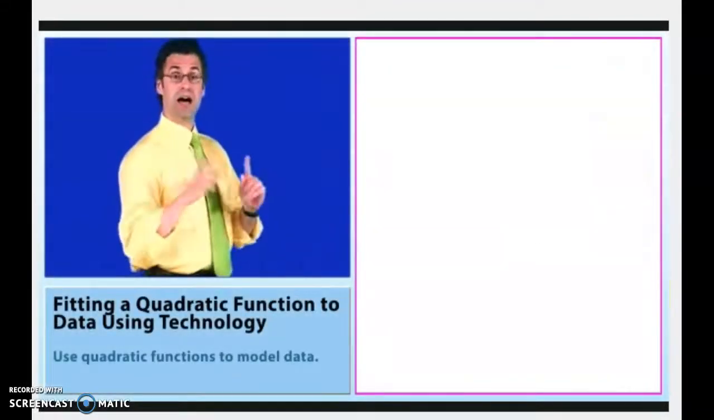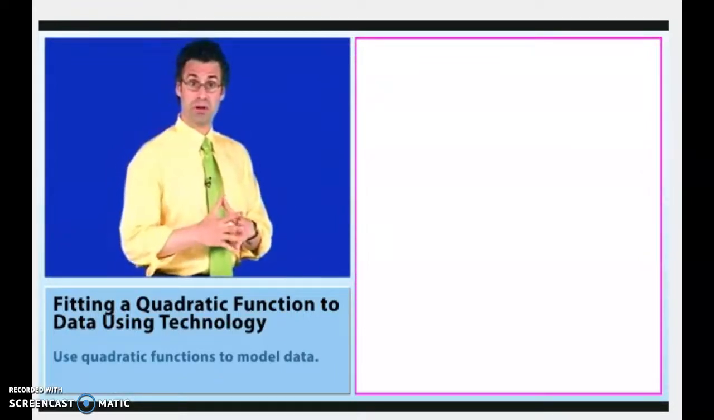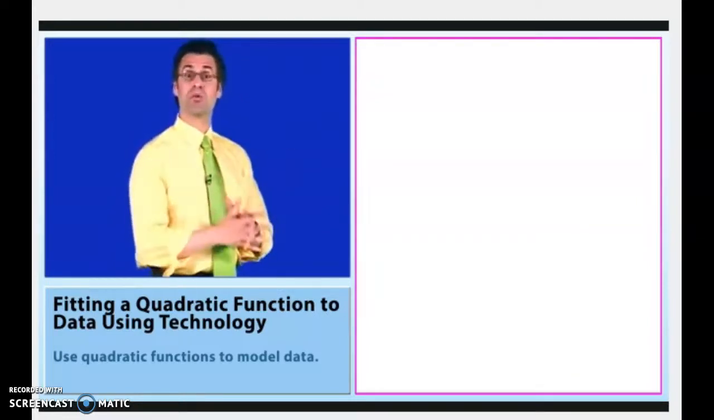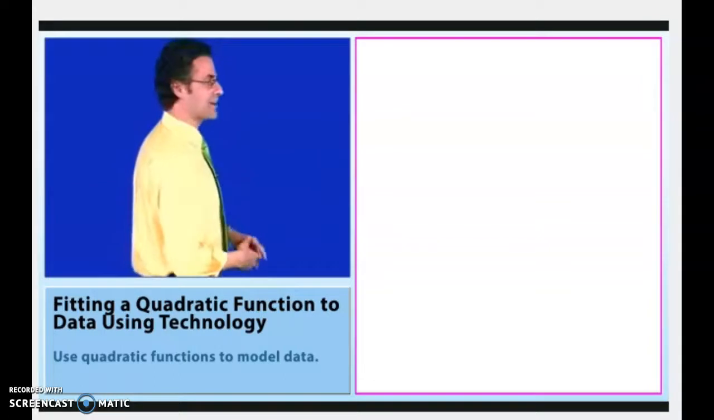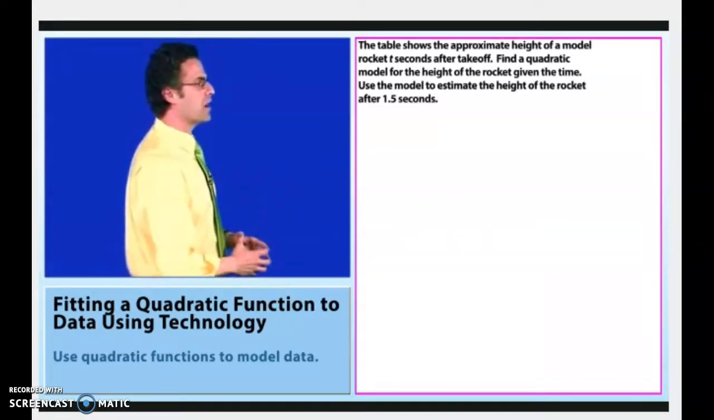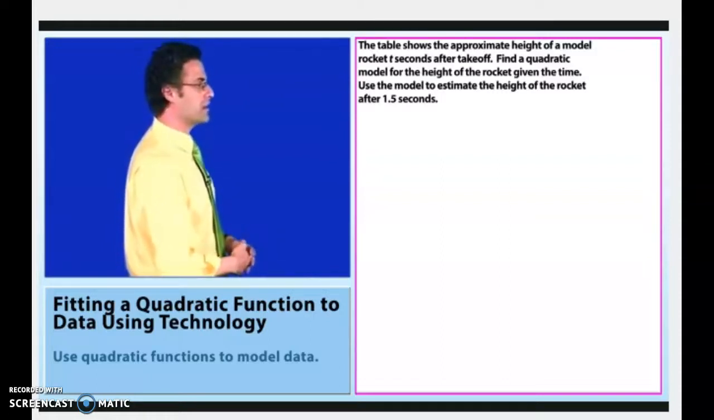Application where we can actually not only try to fit a bunch of data with a parabola, with a quadratic function, but also use a graphing calculator to do all the work for us. Okay? All right, so here's the question. The table shows the approximate height of a model rocket t seconds after takeoff. Our first mission is to find a quadratic model for the height of the rocket given the time. And then once we have that, let's use the model to estimate the height of the rocket after 1.5 seconds.